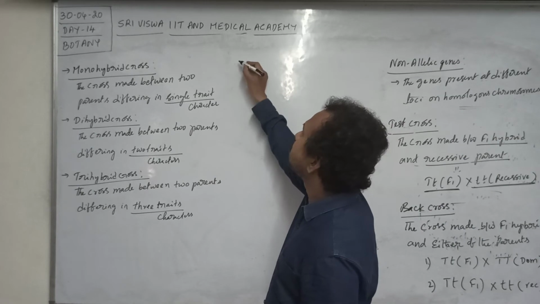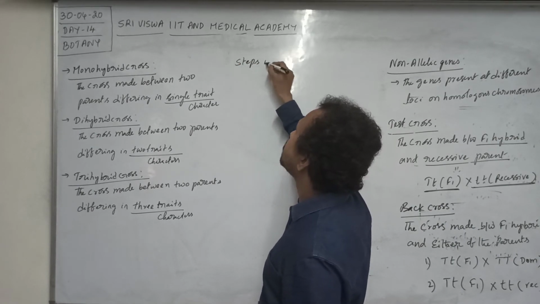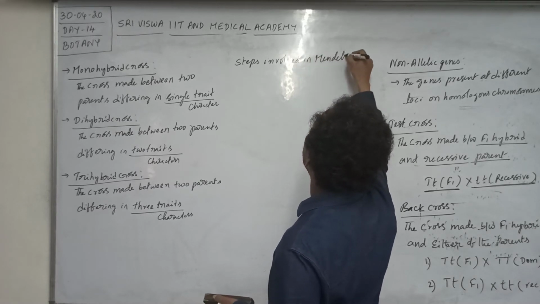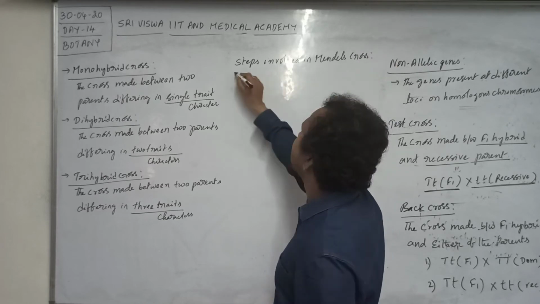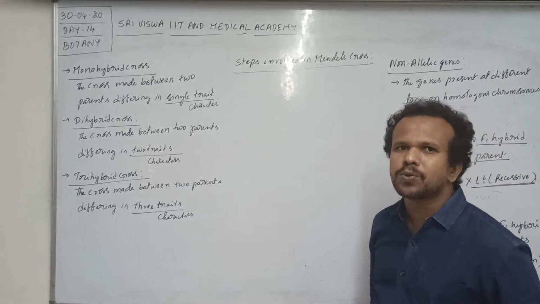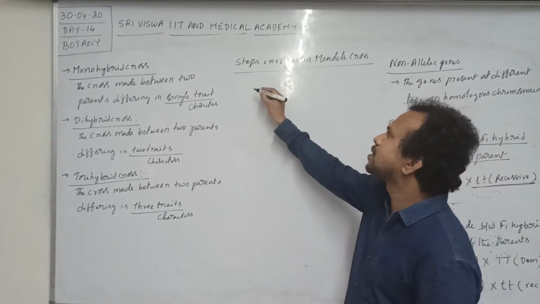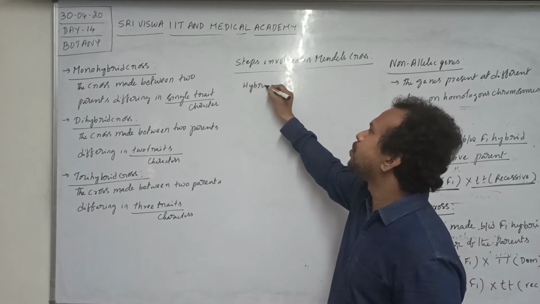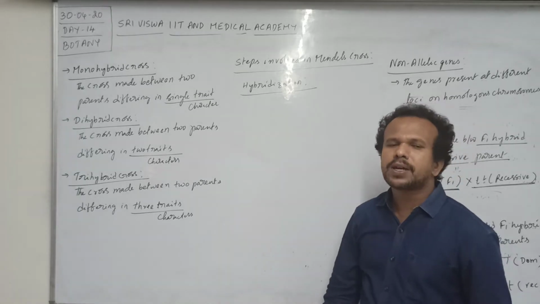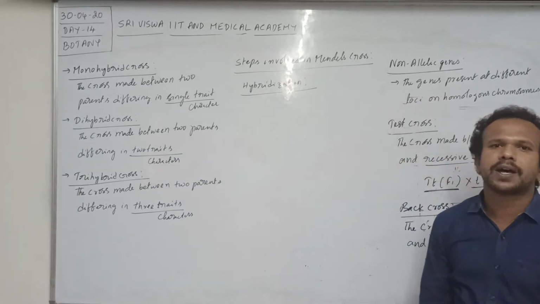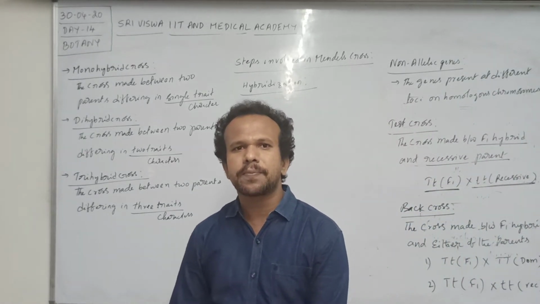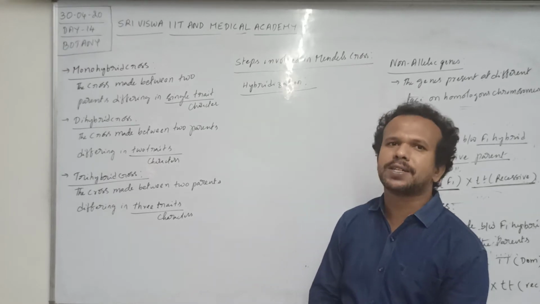Then coming to the very important one, what are the main steps involved in Mendel's cross? Before going to the steps involved in Mendel's cross, cross is nothing but hybridization. Cross means hybridization. We are going to discuss a brief account regarding hybridization before going to the steps involved in Mendel's cross. What is hybridization? What are the steps involved in hybridization experiments?